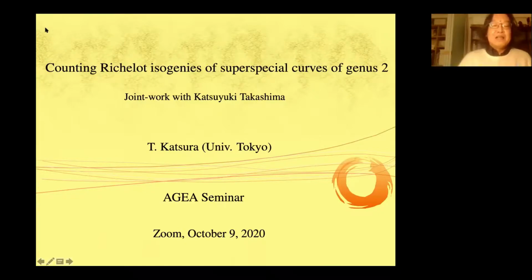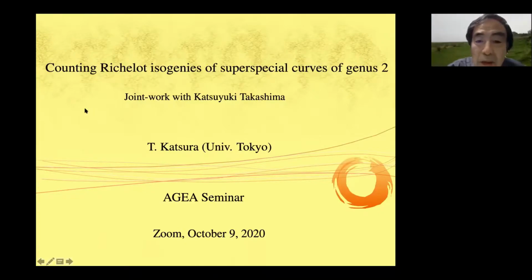Okay. So anyway, thank you very much for inviting me to the seminar of algebraic geometry in East Asia. And today I will explain how to construct Richelot isogenies of superspecial curves of genus 2 and count the number of such things.